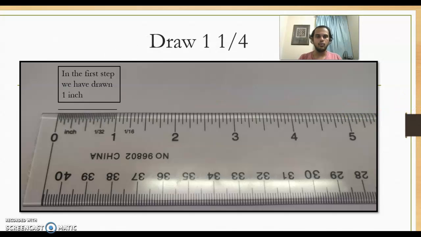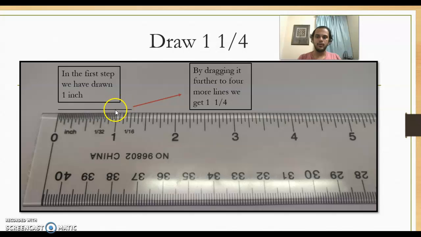Now we draw 1 1 upon 4. The same step we repeat, which is 0 to 1, which is 1 inch. Then we drag it 4 lines, which is 1 1 upon 4. 1 upon 8 in the previous slide was 2 lines. 1 upon 4 is 4 lines. So that's how you draw a stove on a piece of paper.